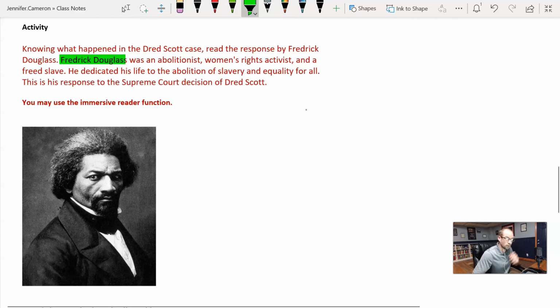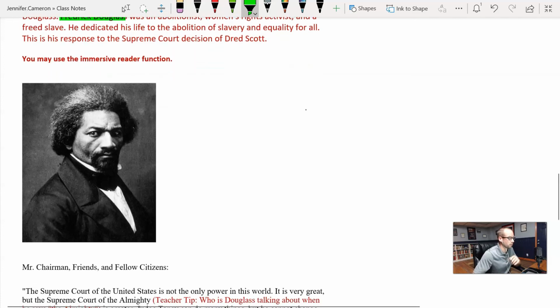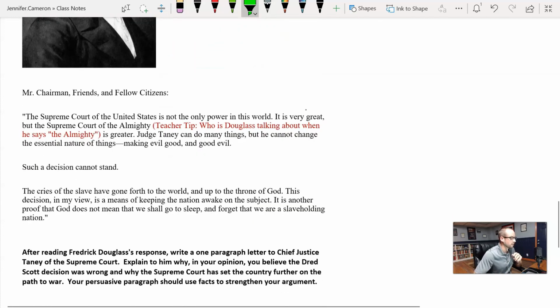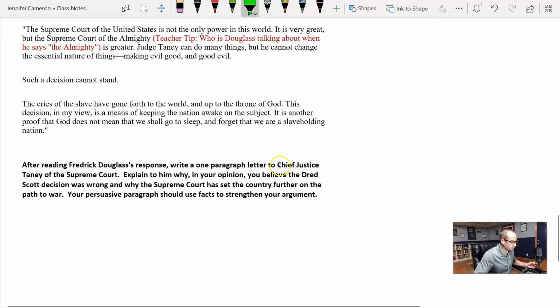And you may, again, want to use the immersive reader when you're reading the primary source. This is a letter that I have condensed to make it a little bit easier to understand. It's a letter that Frederick Douglass actually wrote in response to the decision by the Supreme Court, and the man in particular is Chief Justice Roger B. Taney.